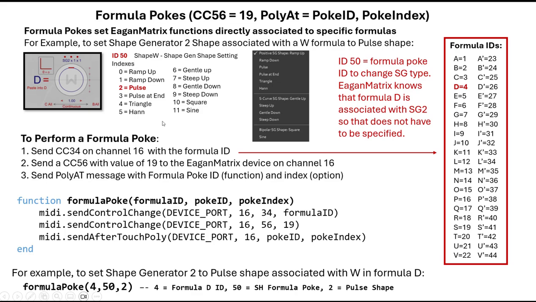Well, this operates similar to the matrix poke with an addition that's required. There'll be formula poke IDs that tell you what kind of operation to do, just like matrix pokes. And then there'll be your indexes that will tell you the internal value to set for your operation. The first thing you'll do is send CC34 on channel 16 with the formula ID. Each of your now 44 formulas has an ID associated with it. It's just simply the index of that formula, 1 to 44. So formula D will have the formula ID number 4.